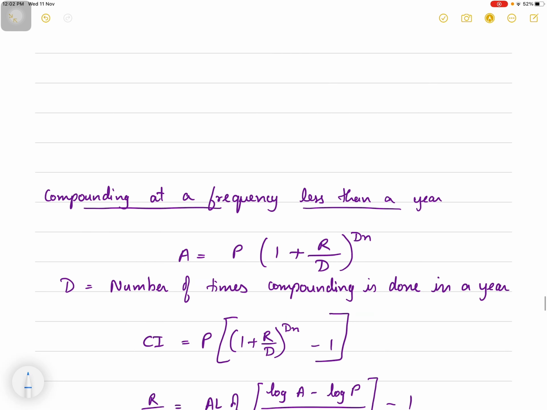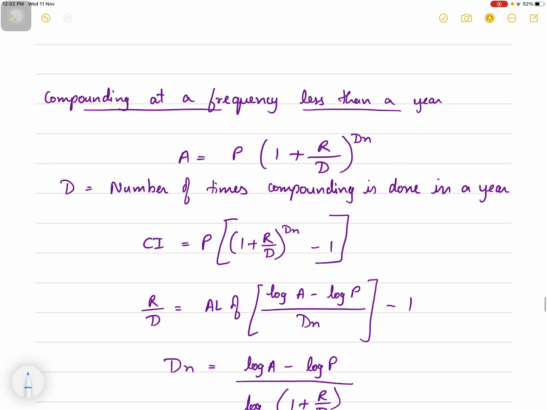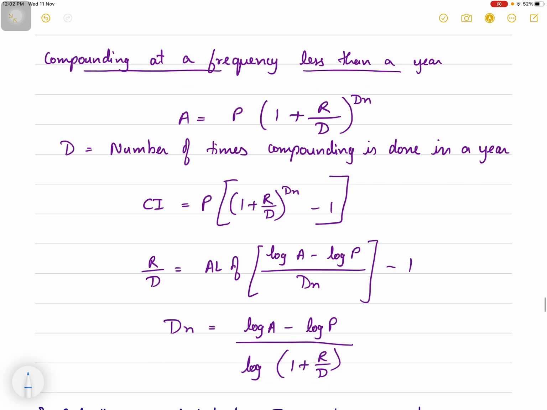Now let's calculate compounding frequencies for less than a year. That means if the interest is calculated after every 3 months, if it is compounded every 3 months. Normally it is done annually, but sometimes interest is compounded quarterly or monthly or daily also. In that case the formula is actually the same formula. There is just an addition.